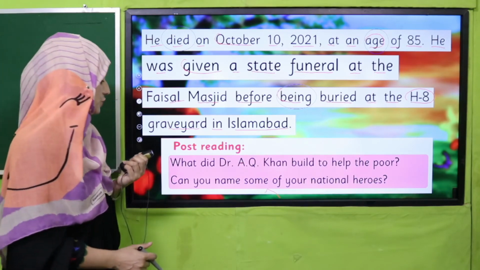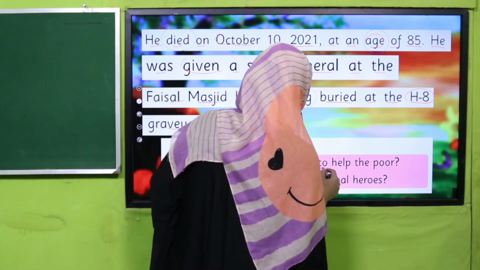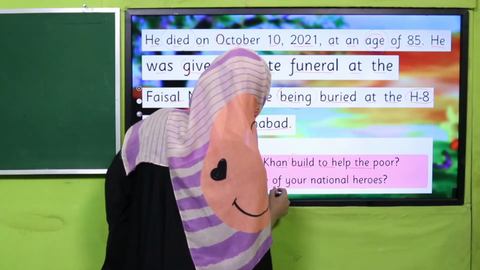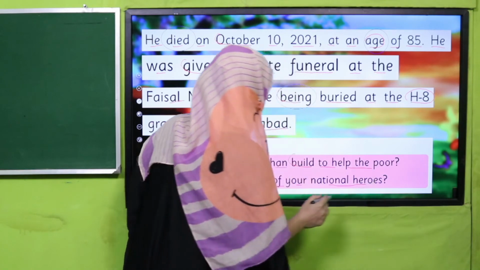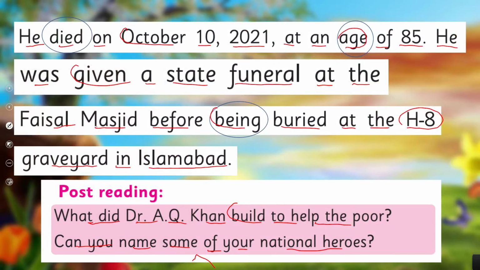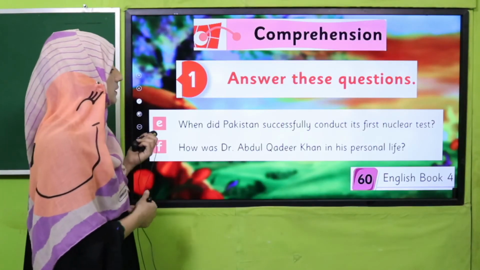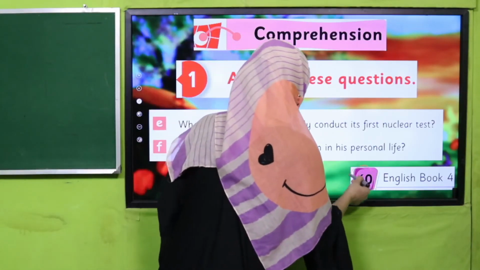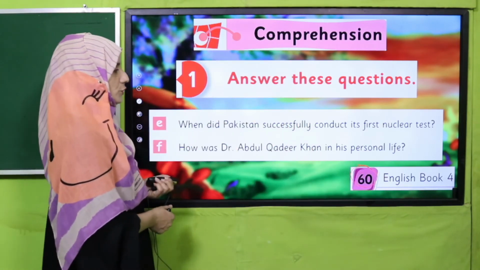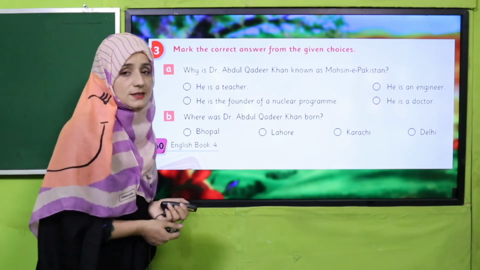Post reading questions: What did Dr. A.Q. Khan build to help the poor? Can you name some of your national heroes? Excellent. Good job. Comprehension questions are there. Open book, page number 60. Do these remaining questions in your notebook, and also question number 3 on your book. Solve these and come back.